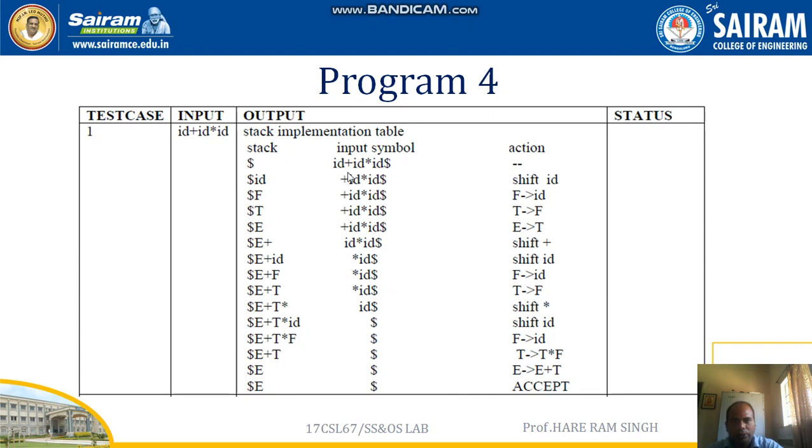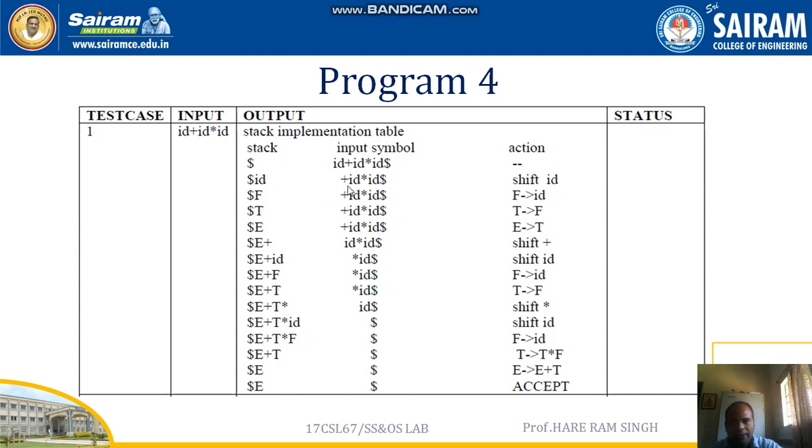So here the rule tells that whatever symbol is on the left side of the input, you put into the stack. The first left side symbol is ID, which I have put into the stack, dollar ID. Now what is left in the input? Plus ID into ID dollar. And this action that has taken place is shift: ID is shifted to the stack.